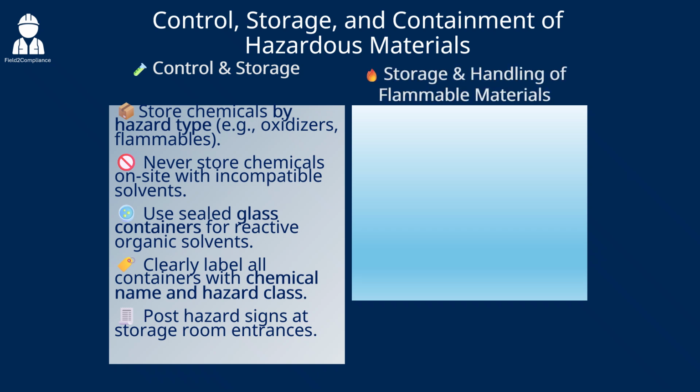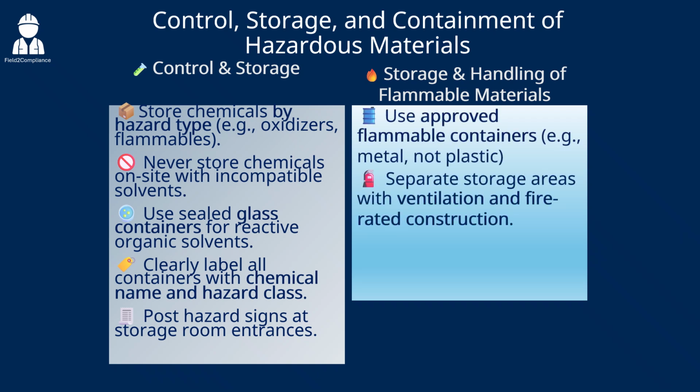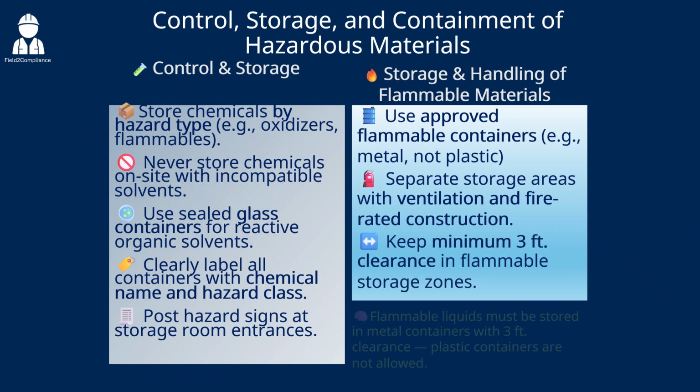Now, for flammable materials, stricter rules apply. Use metal containers only. Plastic is a no-go. Storage areas must be ventilated, fire rated, and have at least 3 feet of clearance. Quick tip for the exam. If you see plastic containers used for flammable liquids, that's a red flag. Stick with metal and proper spacing.